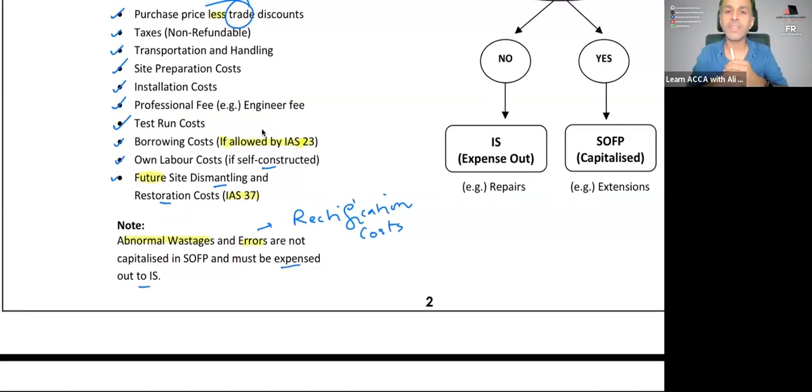They're not capitalized, because these costs are not normal to construction. These costs are not normal to installation. These costs are rather exceptions. You may have incurred this time around, next time around, never would it happen.